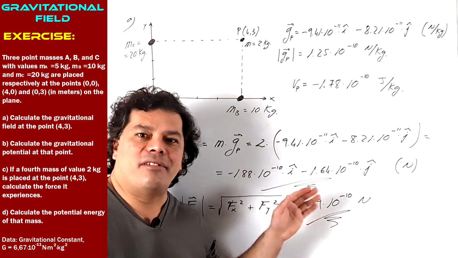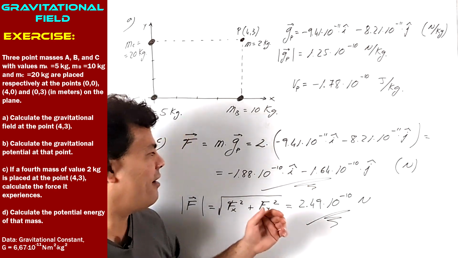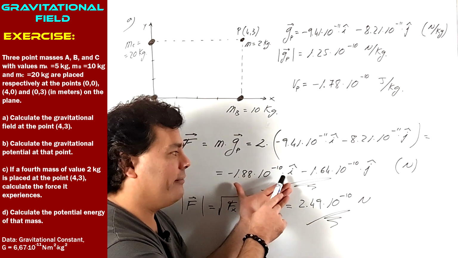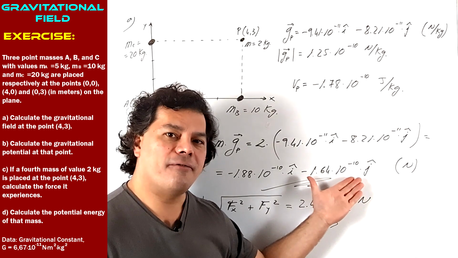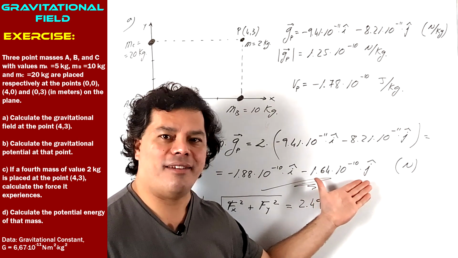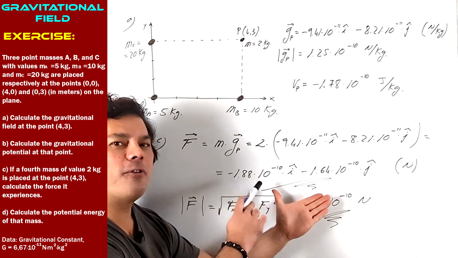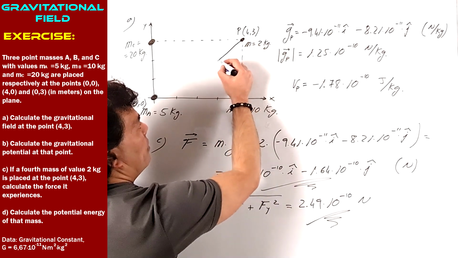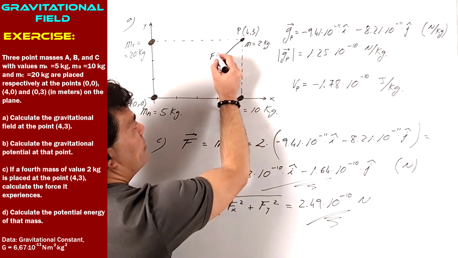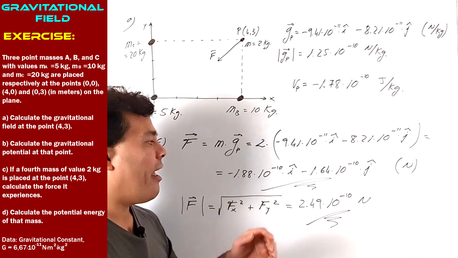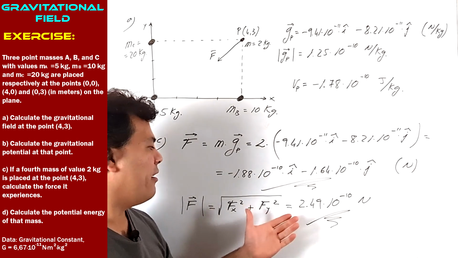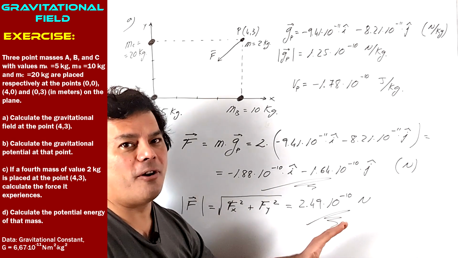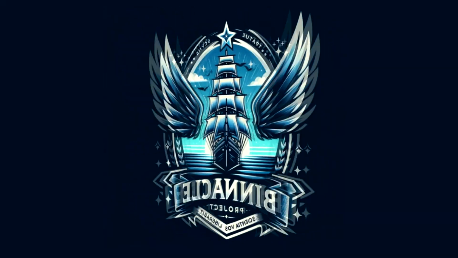If you did it carefully, please stop the video and try to use your calculator. Have you obtained negative 1.88 times 10 to the negative 10 I minus 1.64 times 10 to the negative 10 J? And this is the vector force that our mass experiences. This is the force vector. And it would also be very useful to express its magnitude. Section C, over.